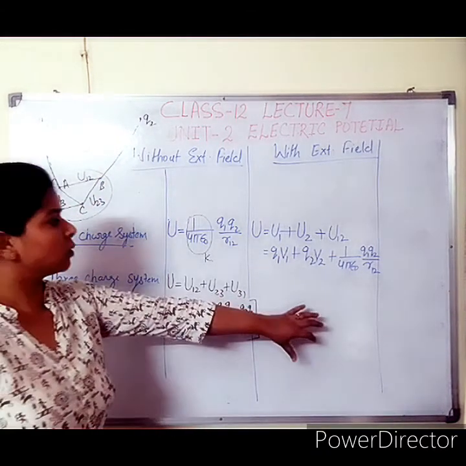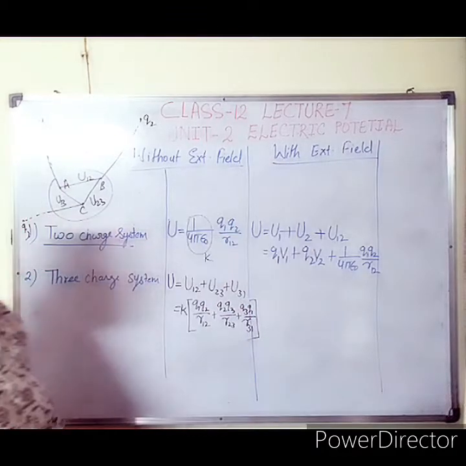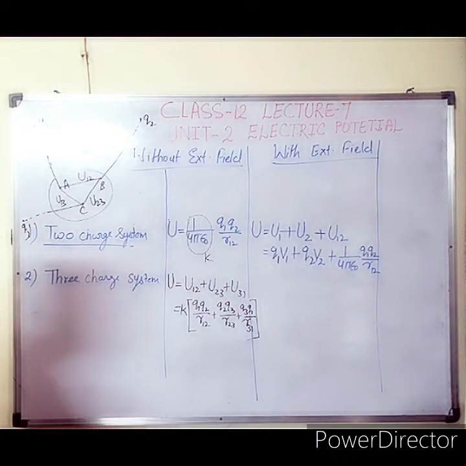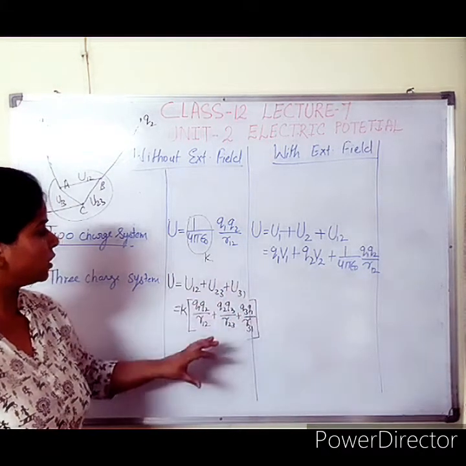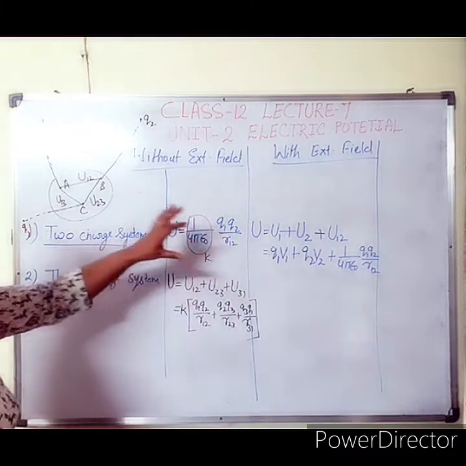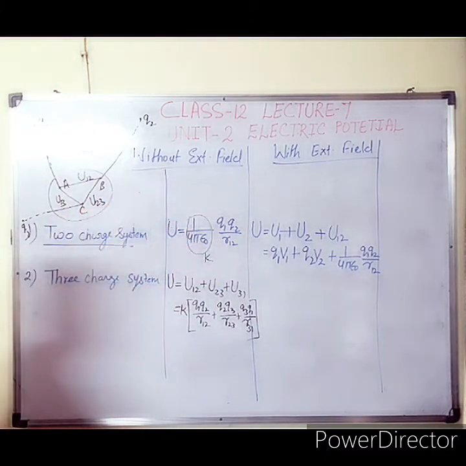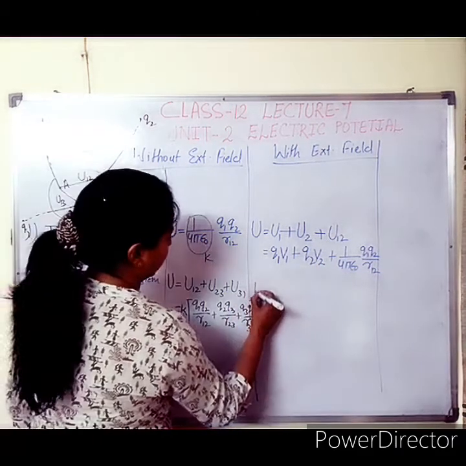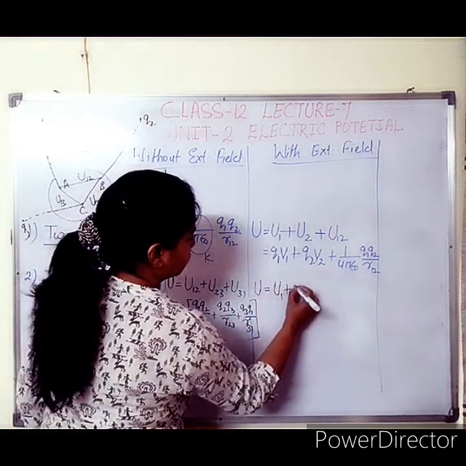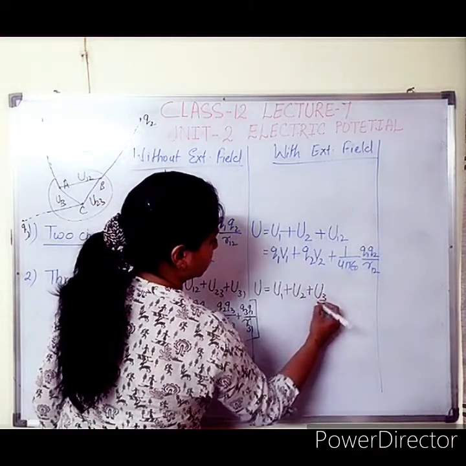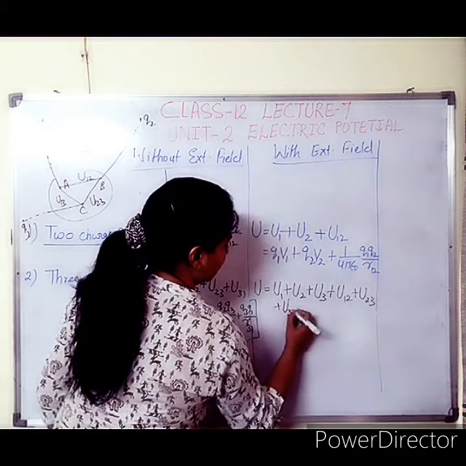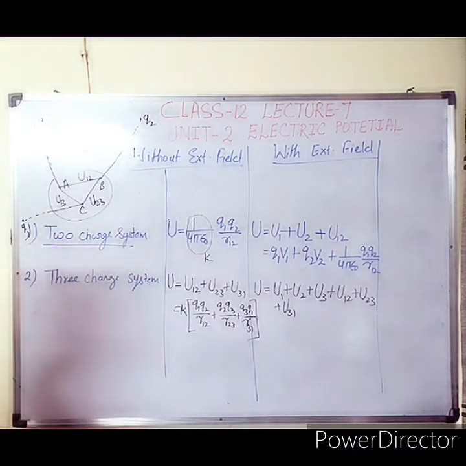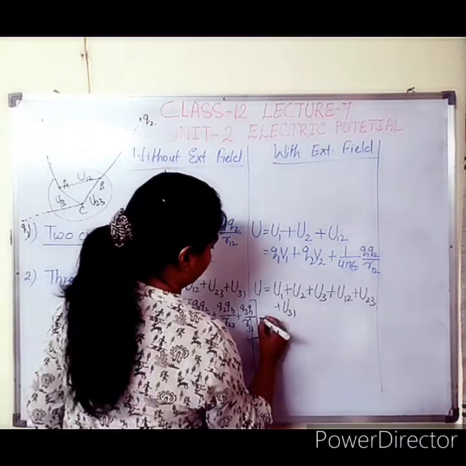Now how many terms would come here for with external field? I hope you understood now, and you can easily tell how many terms will come on the right hand side for the electrostatic potential energy for a three charge system in the external field. So that will come as 6 terms. First is U1, U2, U3, then U12, U23, U31. That is why I like this topic. It's just like a mathematical game.